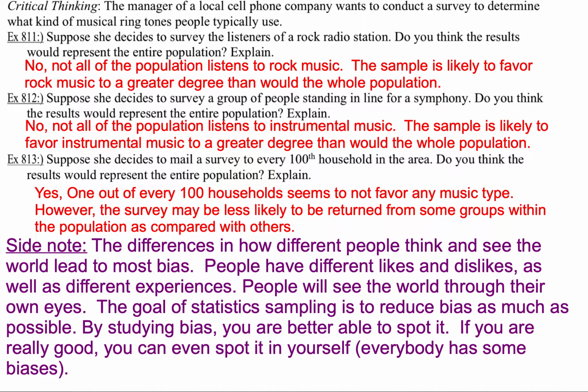The goal of statistics sampling is to reduce bias as much as possible. By studying bias, you are better able to spot it. If you are really good, you can even spot it in yourself. And it's important to understand that everybody has bias, and there are certain types of bias you should not have within yourself, but there are other types of bias that aren't going to hurt anything, so they're not really so bad.